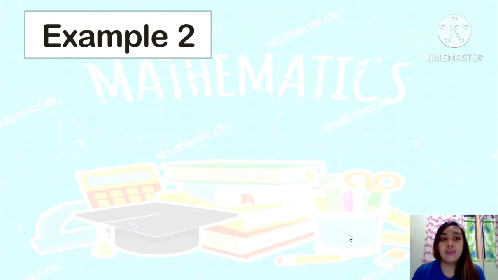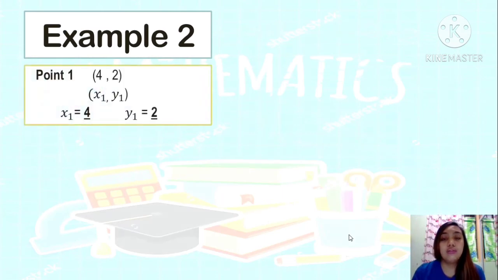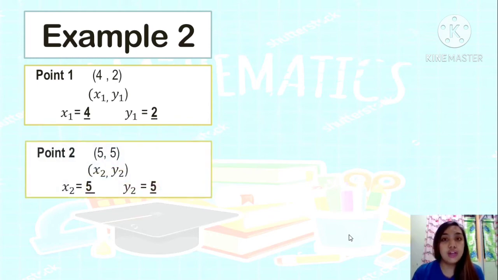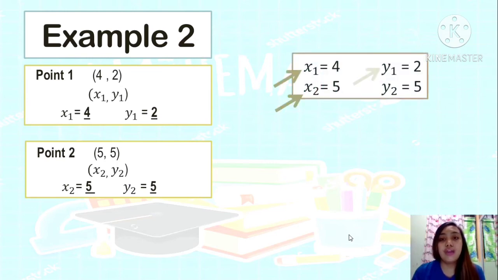Next, example. Point 1 is (4, 2). So, of course, our x there is 4. Our y there is 2. Be careful with the values, okay? Point 2. So, we have the pair (5, 5). Of course, our x is 5. Our y is 5. So, these are the givens. Okay? I'm just writing them down, okay? So, don't be confused.